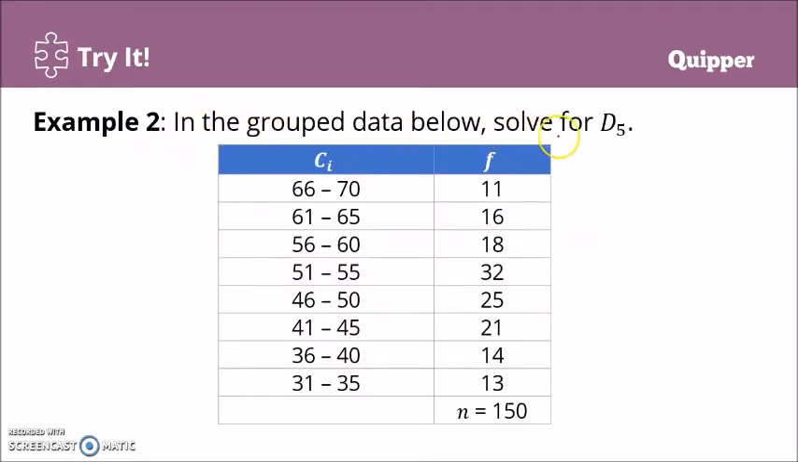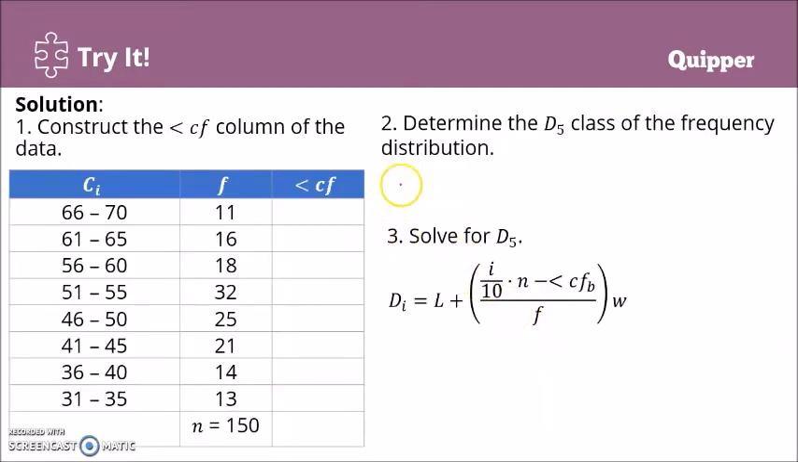Now, let's have the second example. In the group data below, solve for D sub 5. Ito naman hindi na class, yung D sub 5 na talaga, also known as the median or the fifth decile. Ano. So, this is now the frequency distribution table. Unang-una, we solve for or we construct the less than cumulative frequency column of the data. So, it's 150. It should be 150 here.